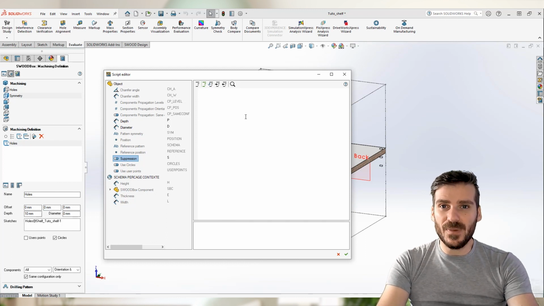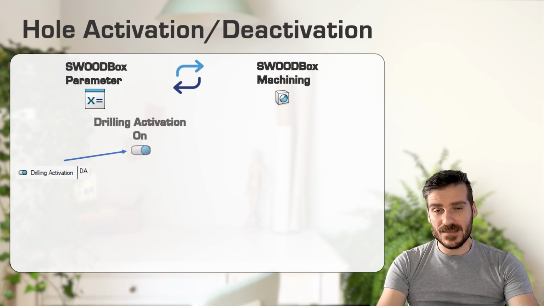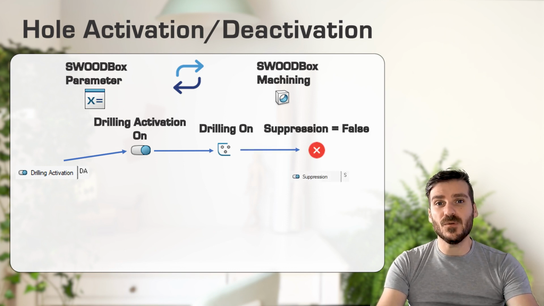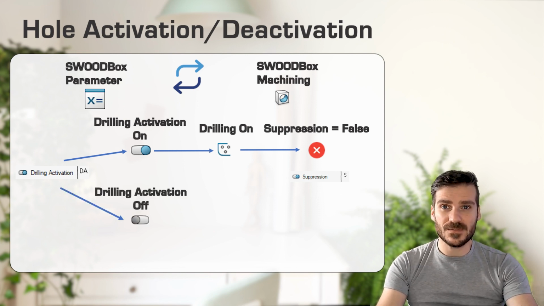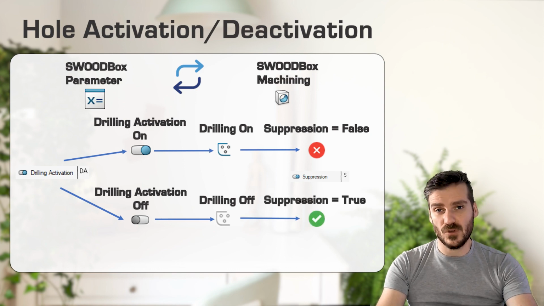So it is a bit of a reverse logic. We have to be a little bit careful. We can see in this slide that if we want to activate the drillings, it means that the machining will be active. It also means that the suppression parameter we will set to false. If you want to disable the drillings, it means that machining will be inactive, and also that the suppression parameter will be set to true.